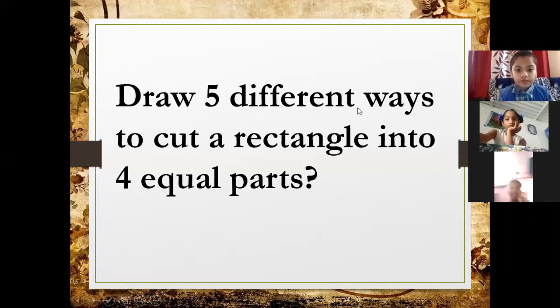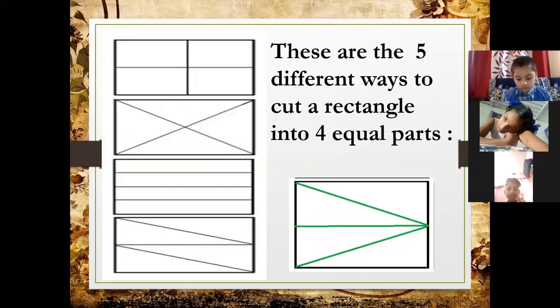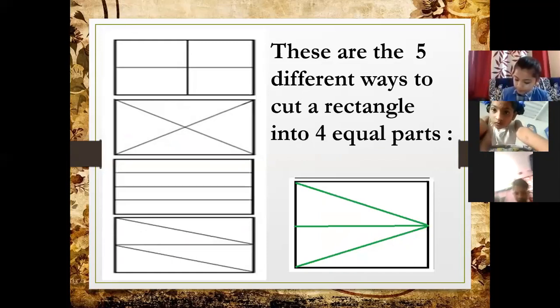Now, what are the 5 different ways to cut a rectangle into 4 equal parts? Earlier we have seen 2 equal parts. Now how to go for 4 equal parts? You can see the examples here. Many examples are there. There are 5 different ways. If you want, you can copy this. This type of question you can expect in the examination. A rectangle will be given to you. You have to make 4 equal parts of the rectangle in different ways.